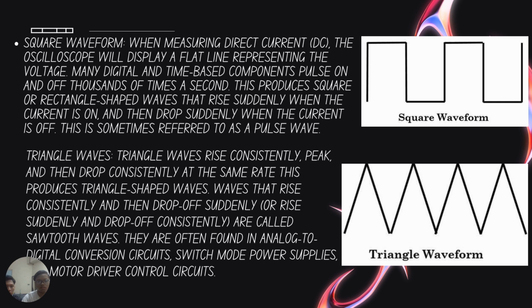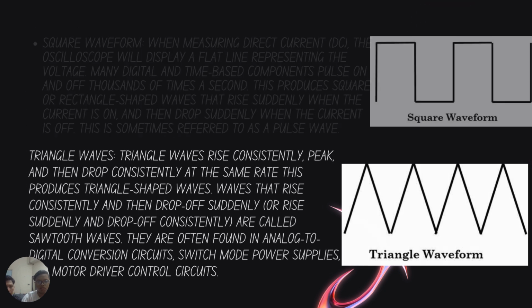Triangle waves. Triangle waves rise consistently, peak, and then drop consistently at the same rate. This produces triangle shaped waves. Waves that rise consistently and then drop off suddenly, or rise suddenly and drop off consistently, are called sawtooth waves. They are often found in analog to digital conversion circuits, switch mode power supplies, and power driver control circuits.